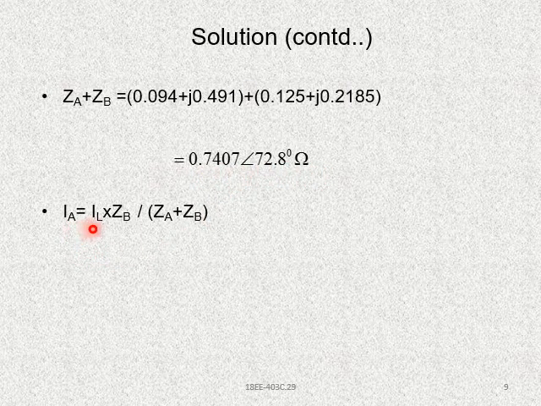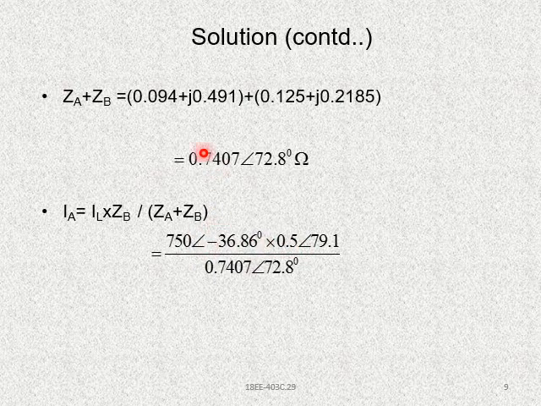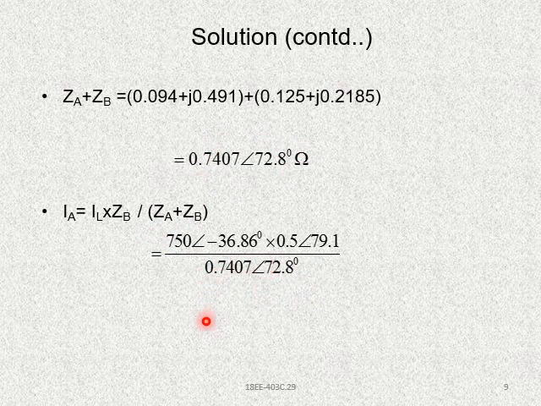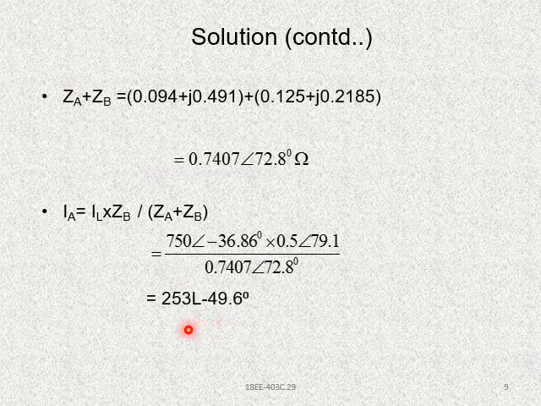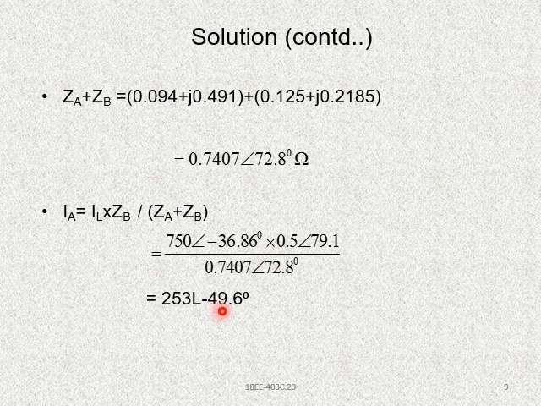Similarly, IA is equal to total I into ZB by ZA plus ZB, as we have seen these formulas in the starting introduction class. So we have total I of 758 at an angle of minus 36.86 into ZB, which should be converted into polar form. ZA plus ZB in the polar form, you will be getting 253 at an angle of minus 49.6 degrees. Let's make a note of that.